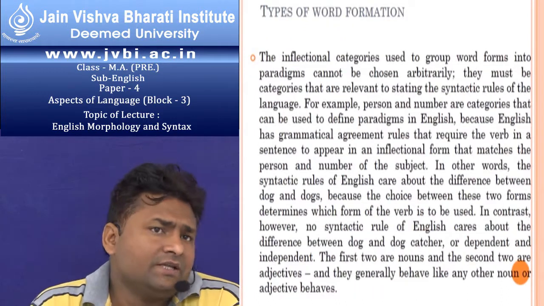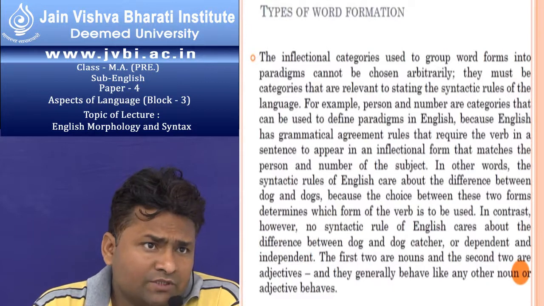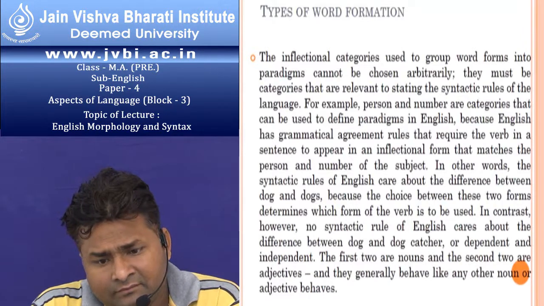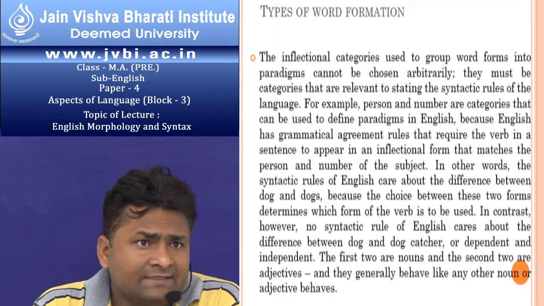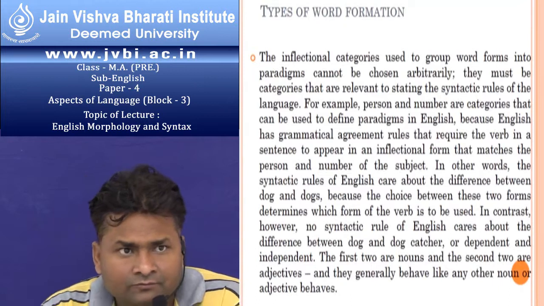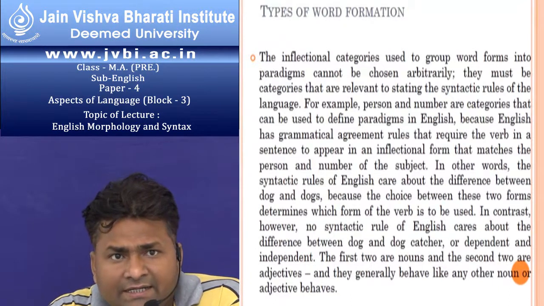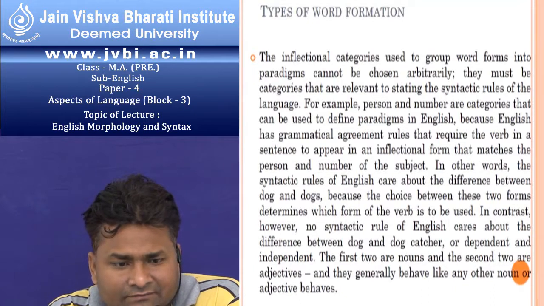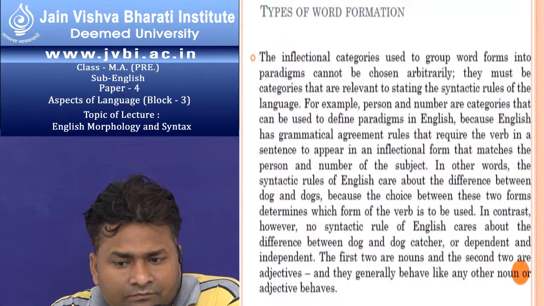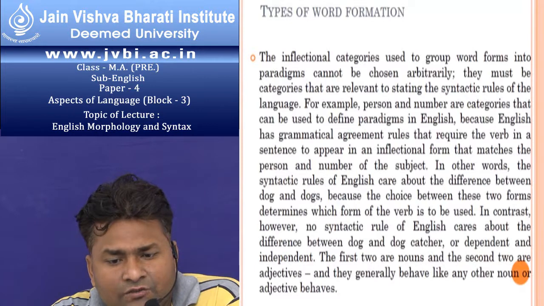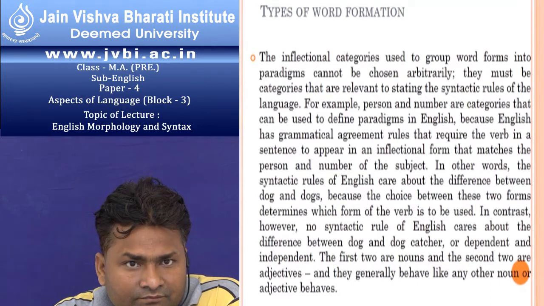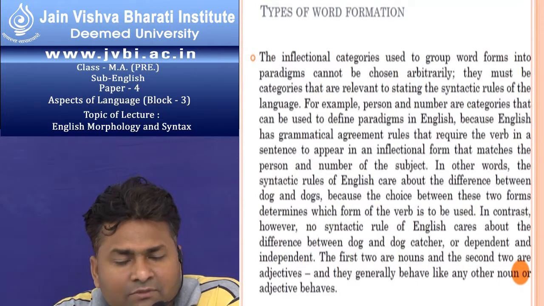The inflectional categories used to group word forms into paradigms cannot be chosen arbitrarily. They must be categories that are relevant to stating the syntactic rules of the language. For example, person and number are categories that can be used to define paradigms in English, because English has grammatical agreement rules that require the verb in a sentence to appear in an inflectional form that matches the person and number of the subject.